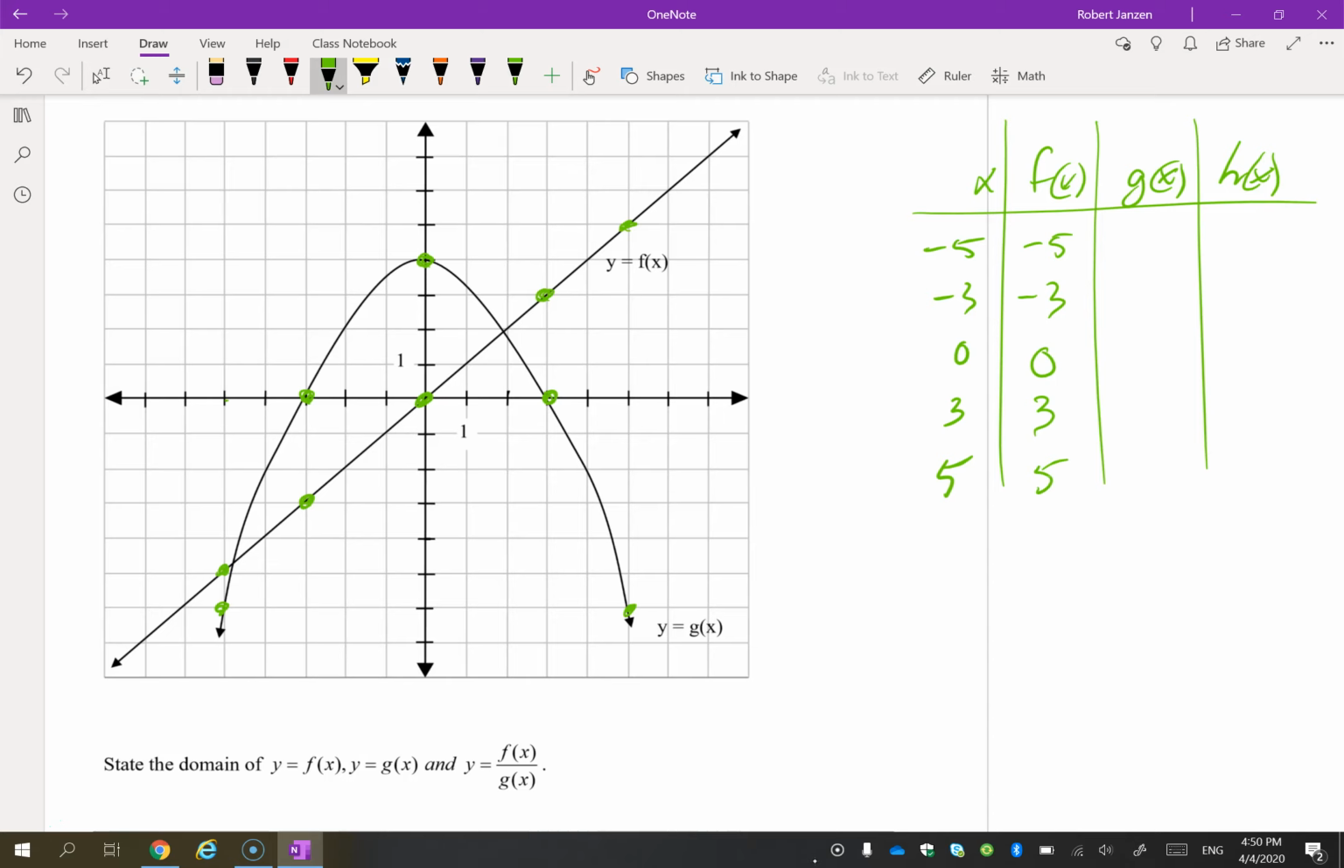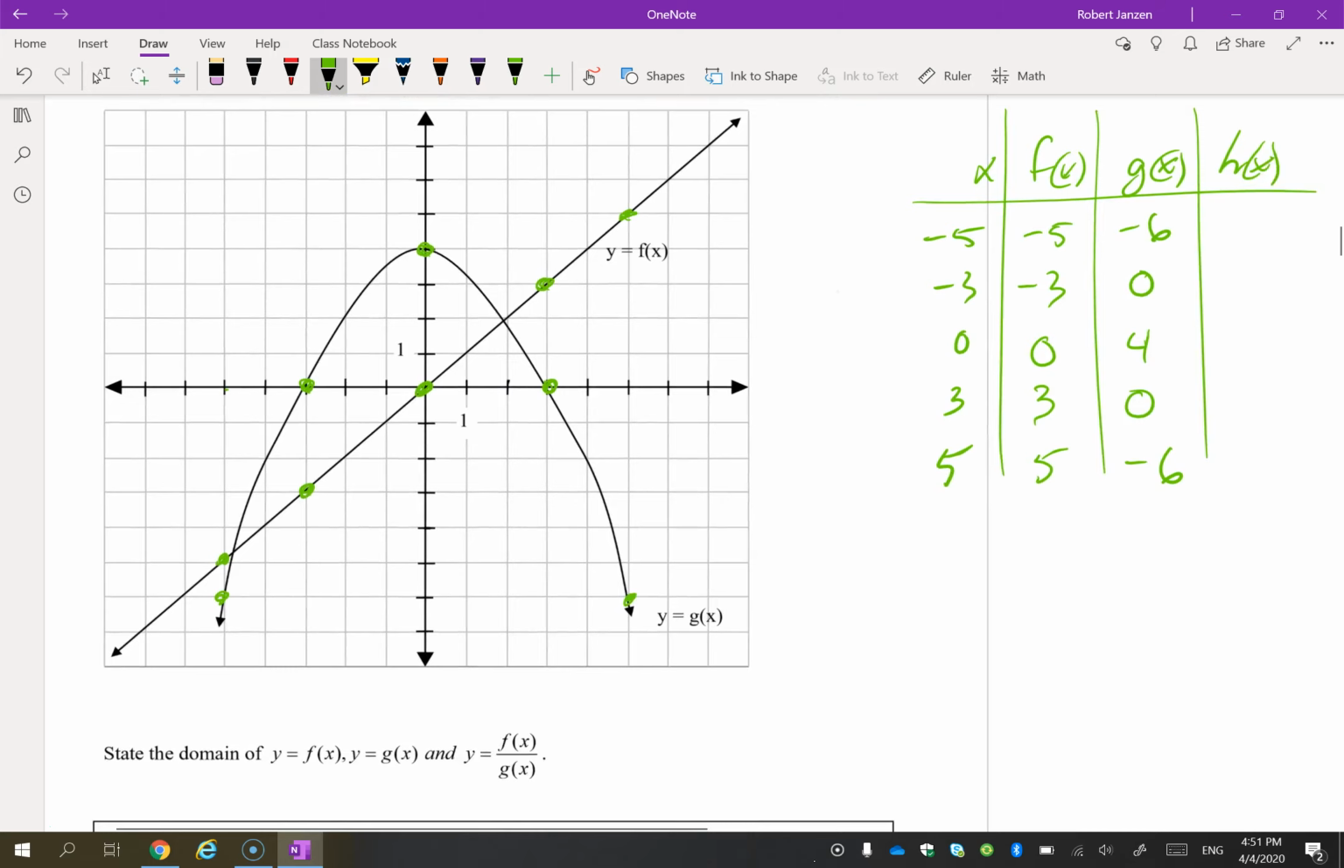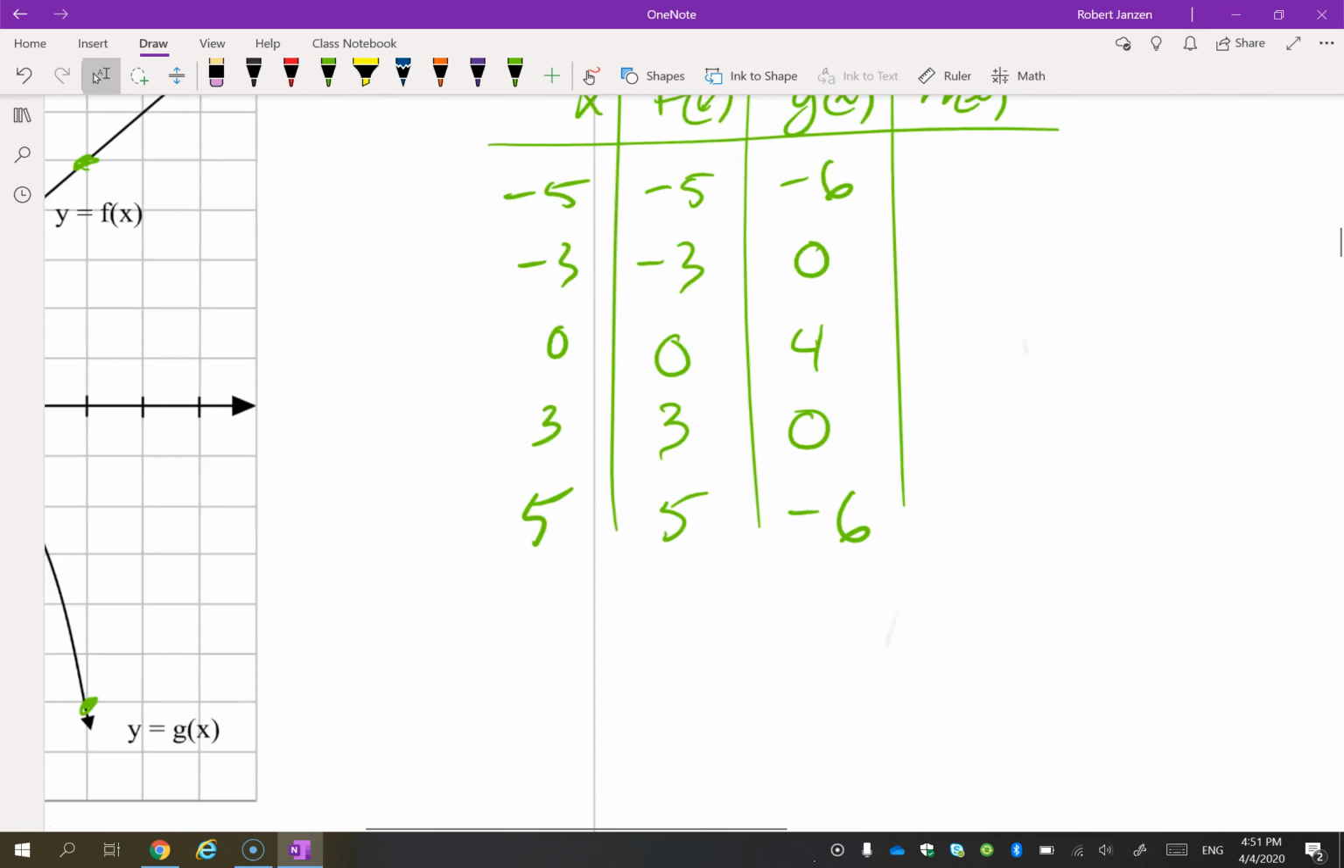Okay, then let's do g of x. At negative 5, we get negative 6. At negative 3, you get 0. At 0, you get 1, 2, 3, 4. And then it repeats itself.